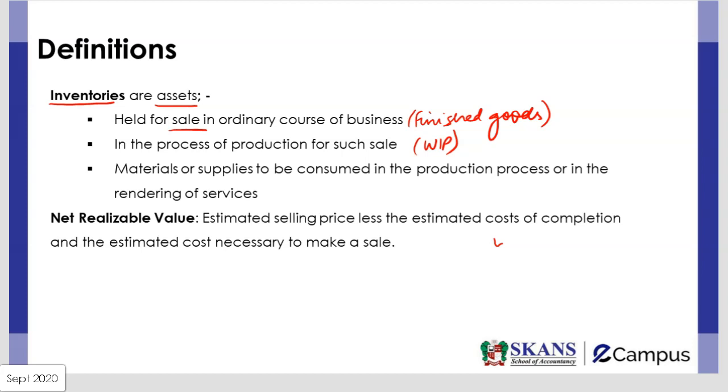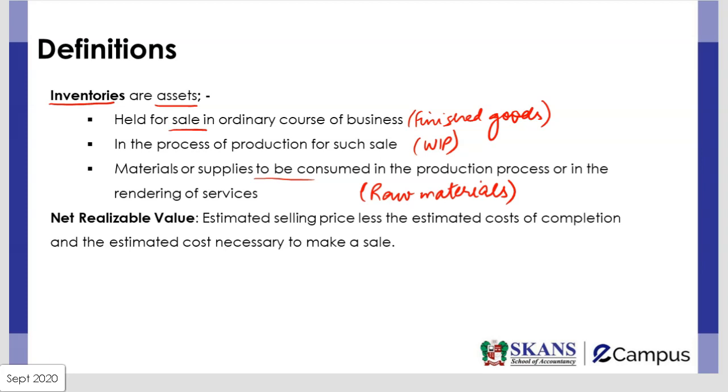Any materials or supplies to be consumed in the production process. So the third type of items which may become part of our inventories are raw materials. So if we have any raw materials which in future are going to be used in the production process, they will also become a part of our inventories. So raw materials, work in progress, finished goods, in all of these, the ultimate intention is that these are going to be sold in the ordinary course of business. So such items are called inventories.